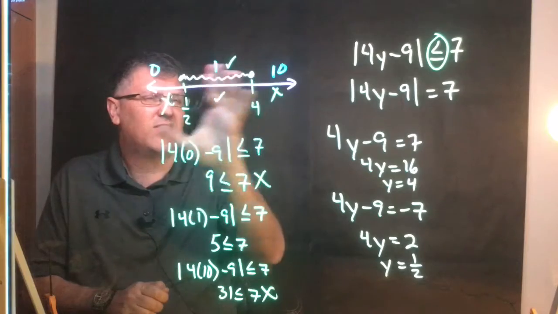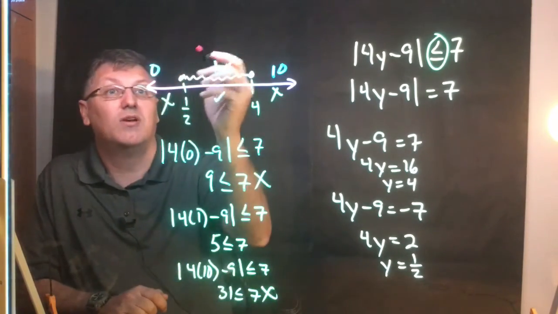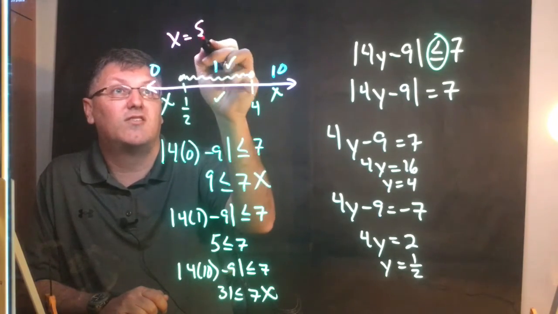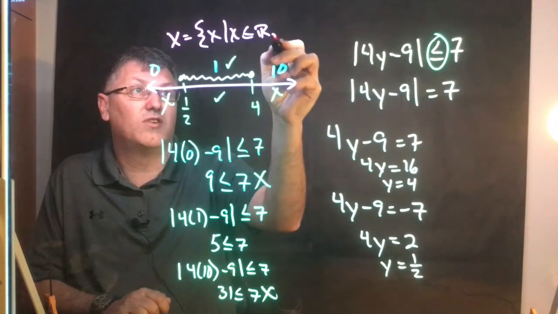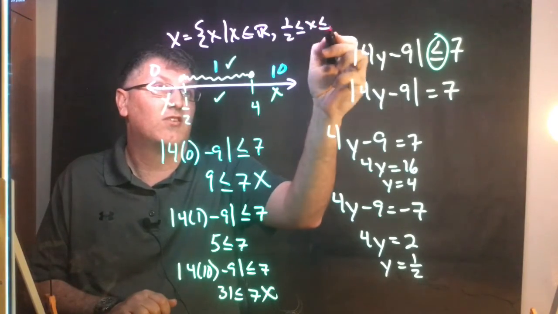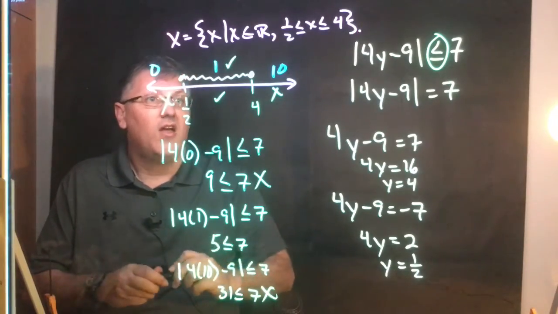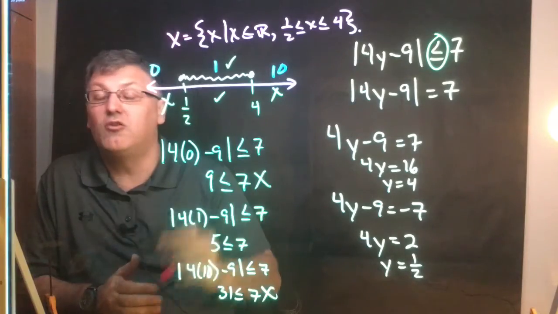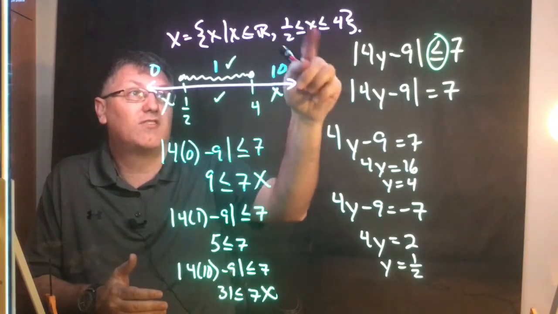So I'm going to actually write this in set notation as well. So we're going to say the set of all y's such that y is an element of the real numbers, and 1/2 is less than or equal to y, which is less than or equal to 4. Now, I included my critical values because at that point, that's where it's actually going to equal 7. If it doesn't equal 7, then you're just going to do the less than and the less than.